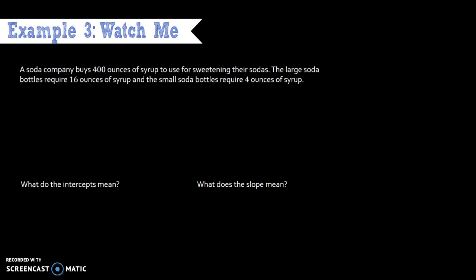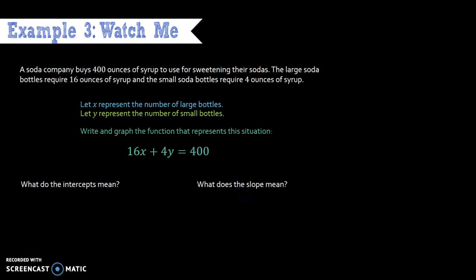Let's do an example. A soda company buys 400 ounces of syrup to use for sweetening their sodas. The large soda bottles require 16 ounces of syrup, and the small soda bottles require 4 ounces of syrup. Let's figure out what the intercepts mean and what the slope means for this situation. We're going to start by writing our function. Let's let x be the large bottles, y be the small bottles. Here is my function, and we're also going to graph it.